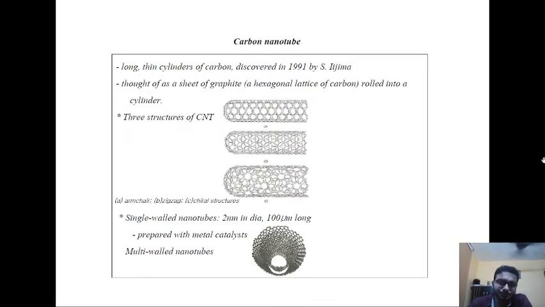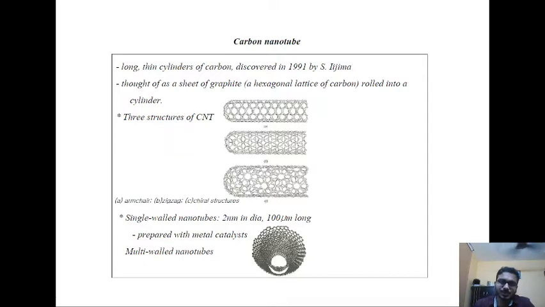So, in our previous lecture we left off with carbon nanotubes. Carbon nanotubes are long and thin cylinders of carbon, which were discovered in 1991 by S. Iijima. Carbon nanotubes are thought of as a sheet of graphite, which is a hexagonal lattice of carbon, rolled into a cylinder.